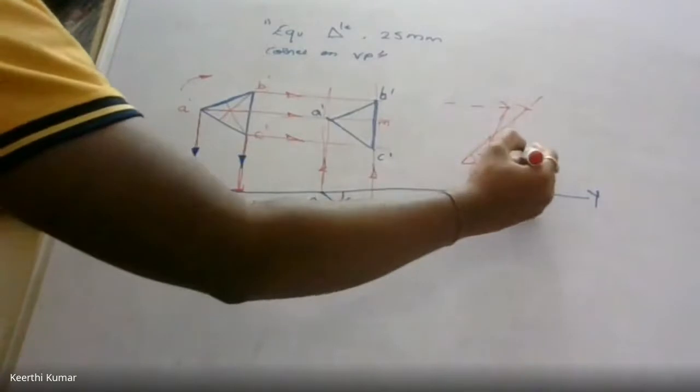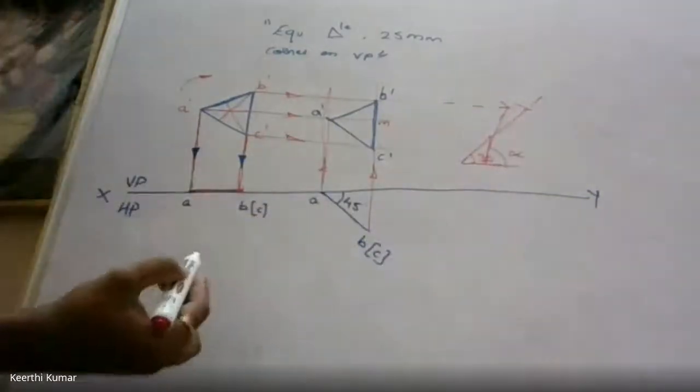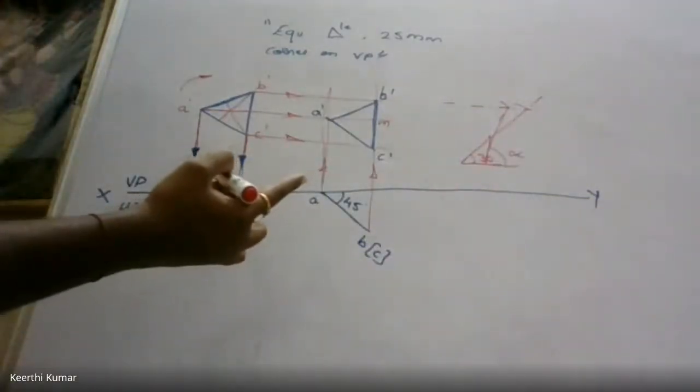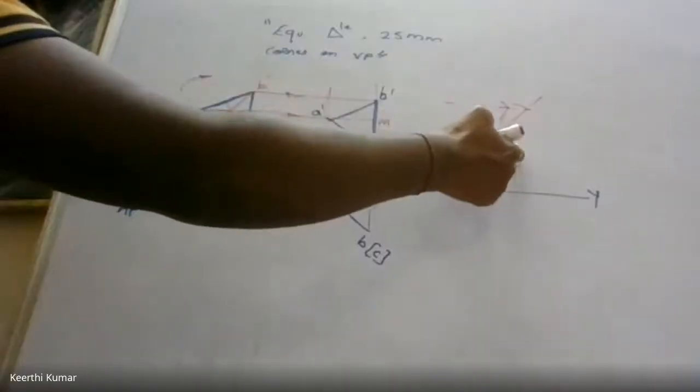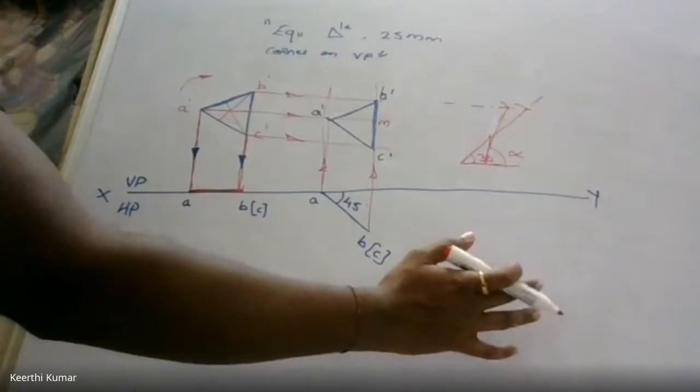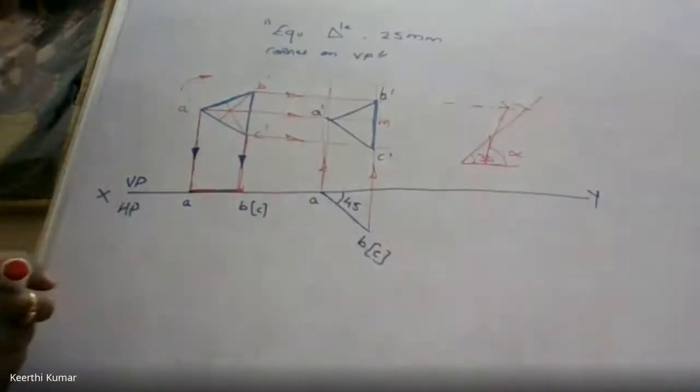Hence, it is in VP. We will call it alpha. We did that in the lines chapter, no? Hence, apparent inclination, if it is in VP, we'll get alpha. Here, apparent inclination, if it is in HP, we'll write it as beta.